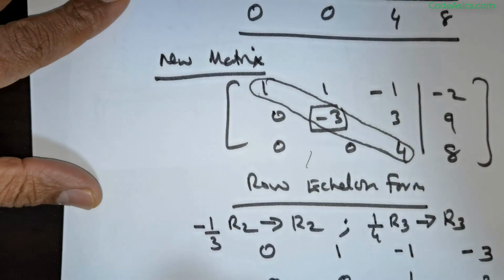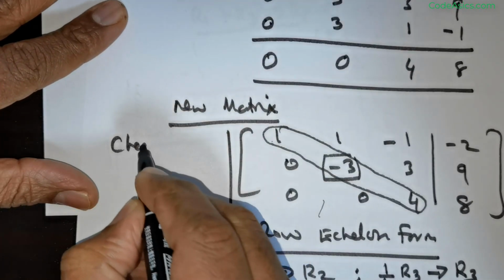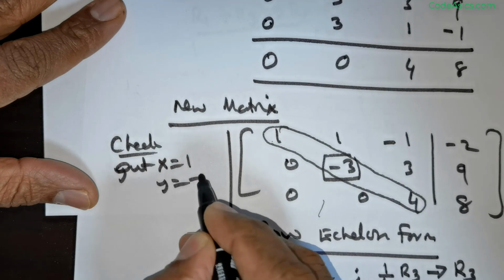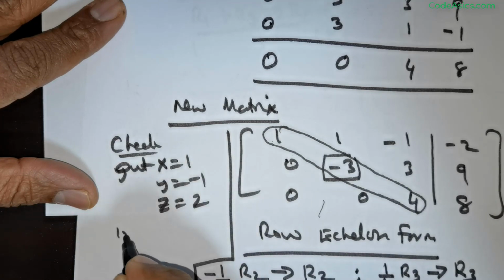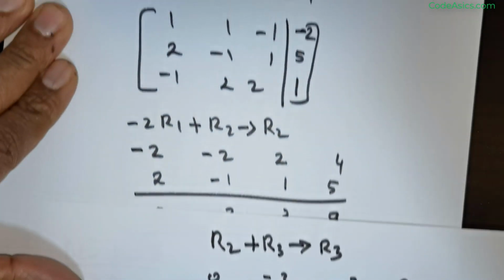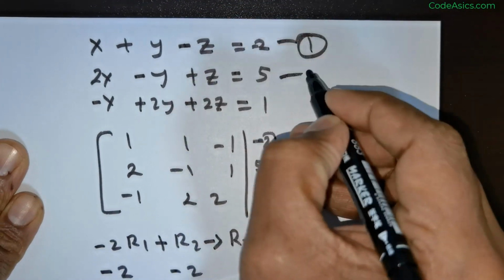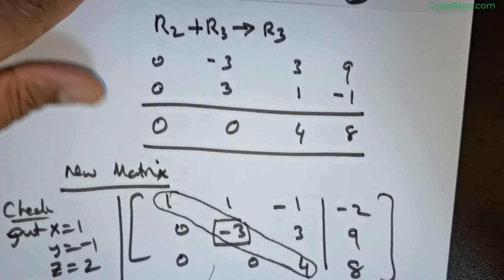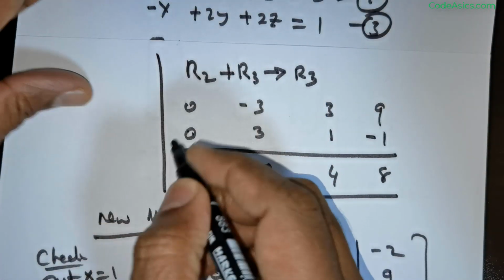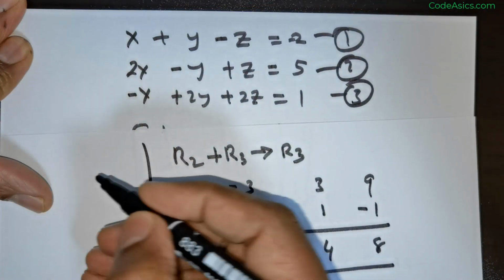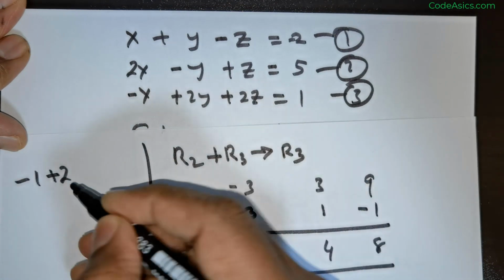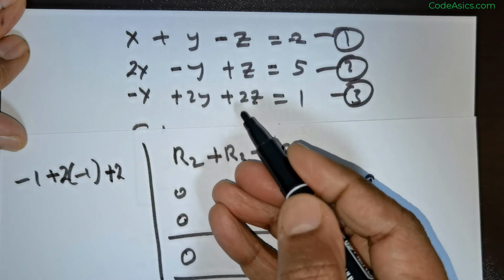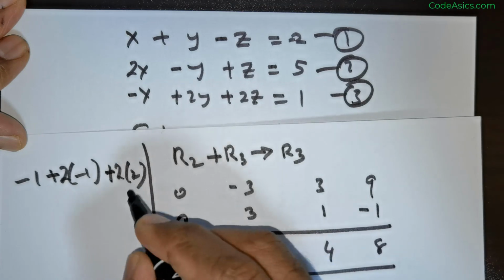Now what we can do is perform the check here. So put x is equal to 1, y is equal to negative 1 and z is equal to 2 in equation 3. Suppose I'm taking these as 1, 2 and 3. I'm substituting it in 3. So let me do it over here. This is 3: x is 1, y is negative 1 and my z is 2. So 2 times 2. That should give me 1.